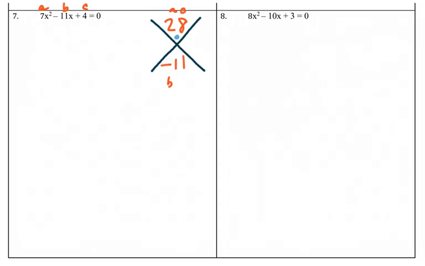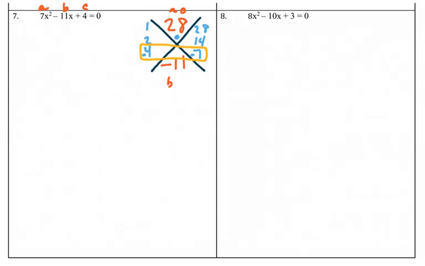What multiplies to make 28? I'm going to write all of the factors in order, starting at 1. 1 and 28, 2 and 14, 4 and 7. Which one of those could be manipulated to make an 11? It's right here. 4 plus 7 is 11, which means that -4 plus -7 is a -11.